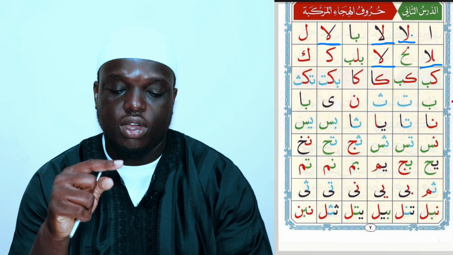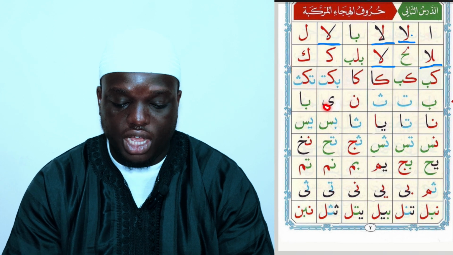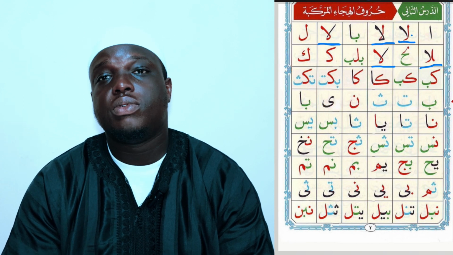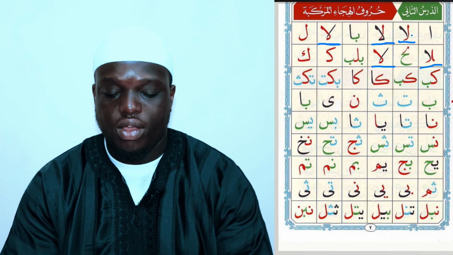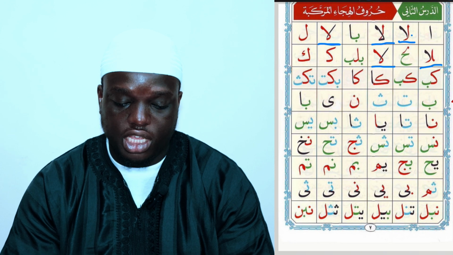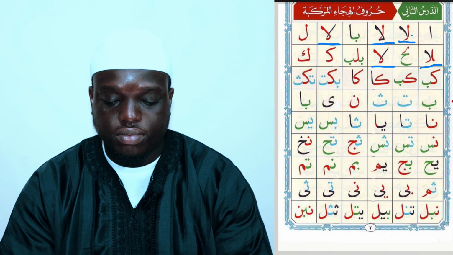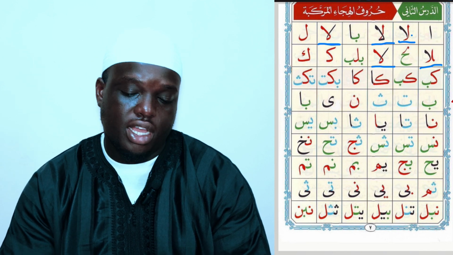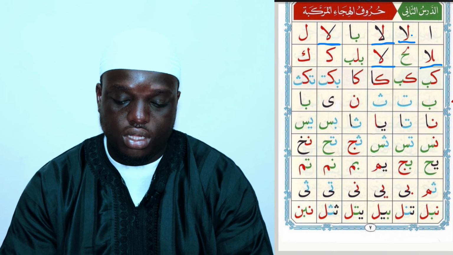If you remember from lesson 1, we mentioned that with ya, sometimes we will see it with no dots, sometimes we will see it with dots, all right? But whenever we see this shape, we know it's ya. Sometimes we will see it with 2 dots below, sometimes with no dots, all right? So now that we have went over that, let's move down.